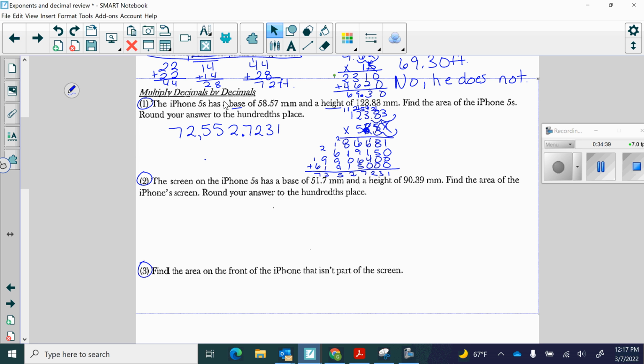Then it says round to the nearest hundredths. So would I use that 3 to round the 2 up or stay the same? Stay the same.